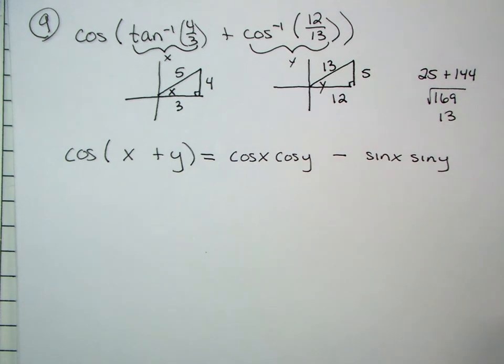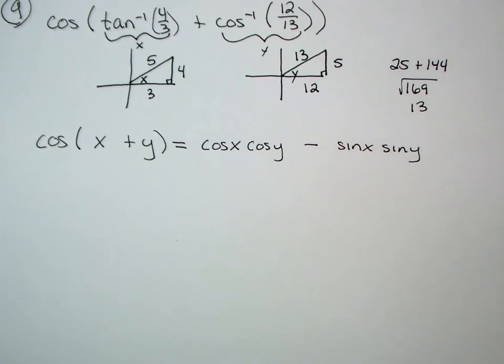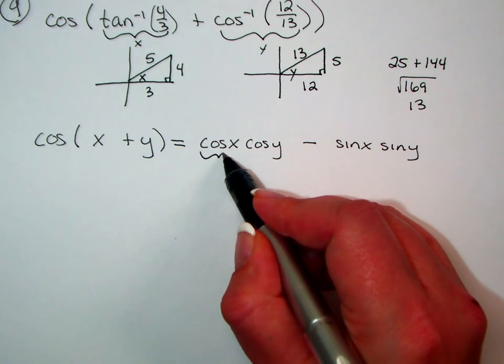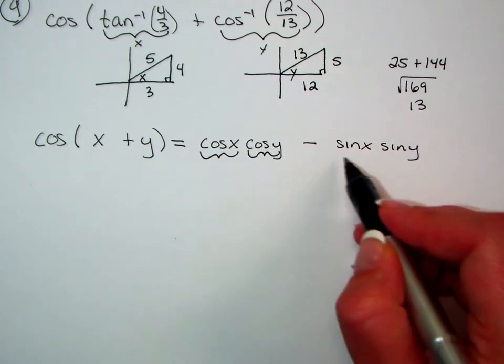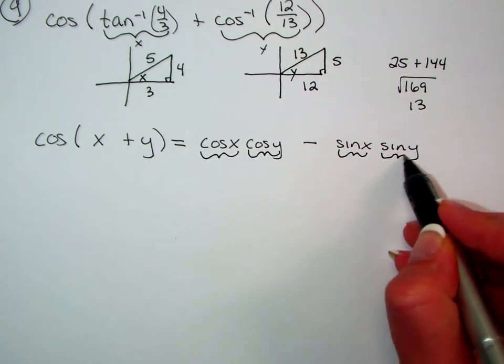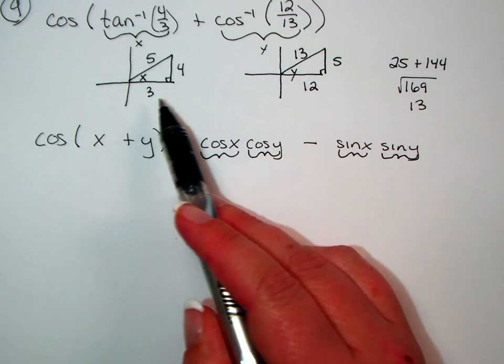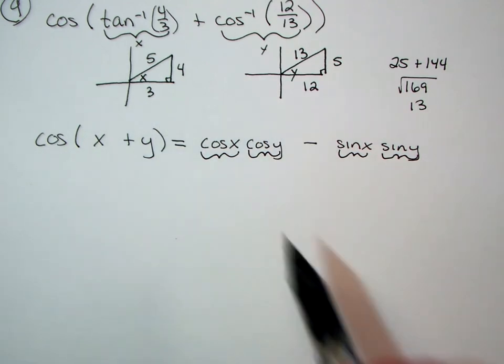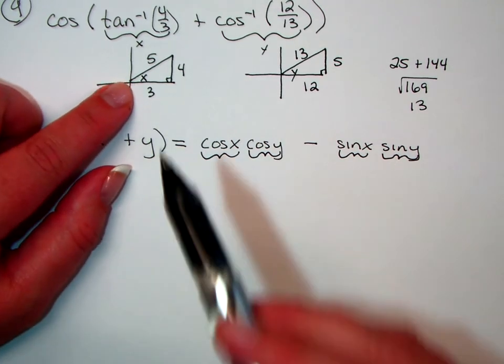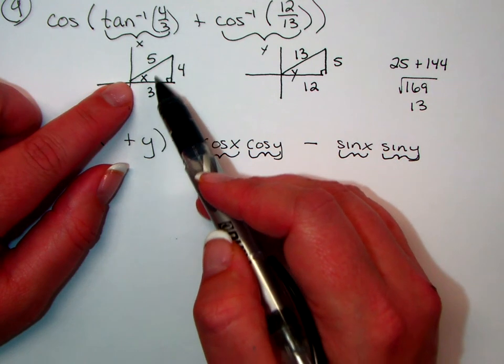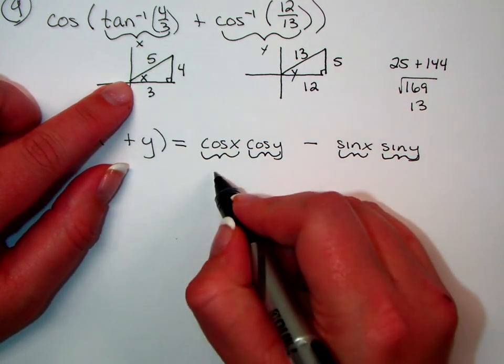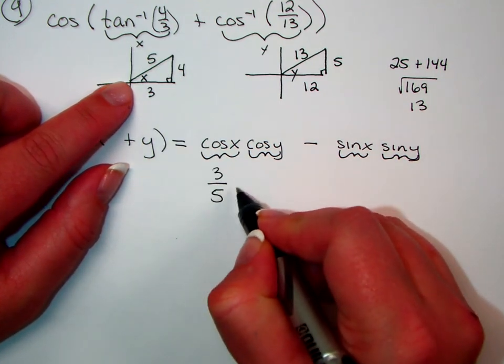Right? So we need cosine of angle x times cosine of angle y minus sine of angle x times sine of angle y. So these, again, are 4 different values. I need to evaluate that, but I can just use the triangles that I've drawn up here. Right? So what's cosine of x? Find the x triangle. Adjacent over hypotenuse gets us 3/5.